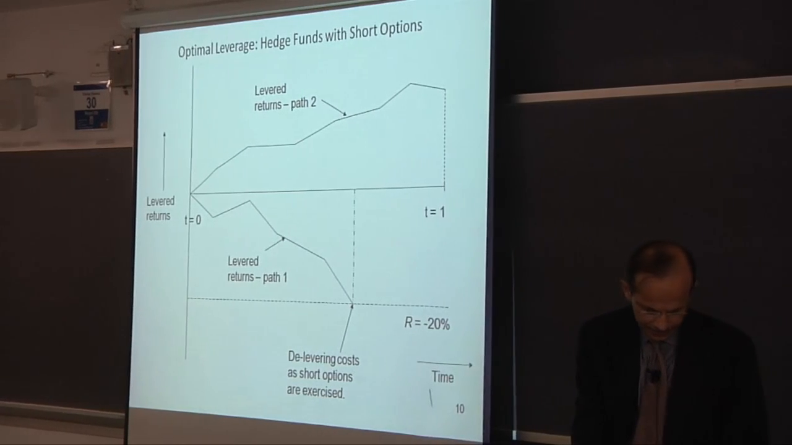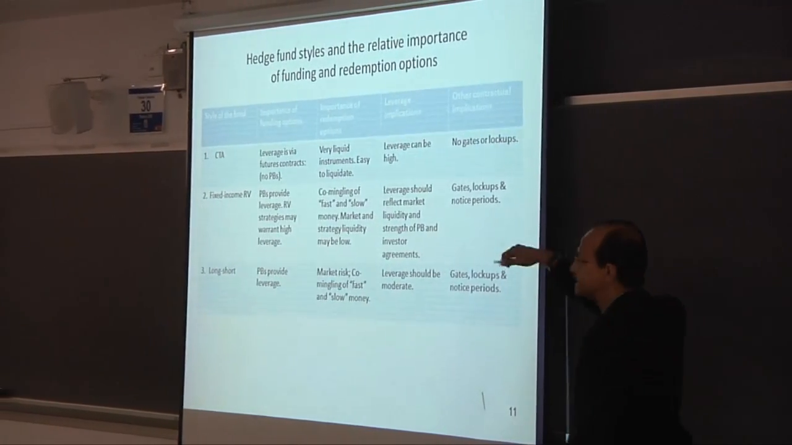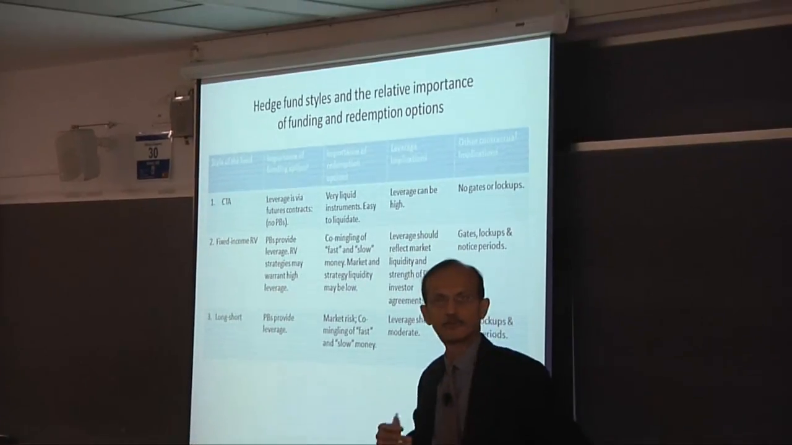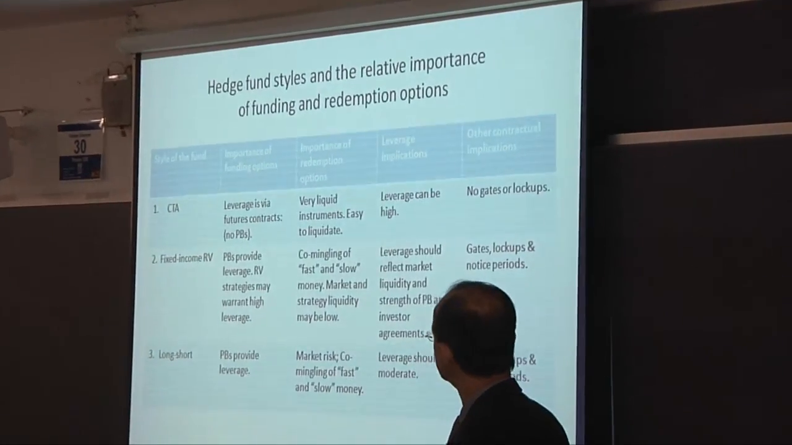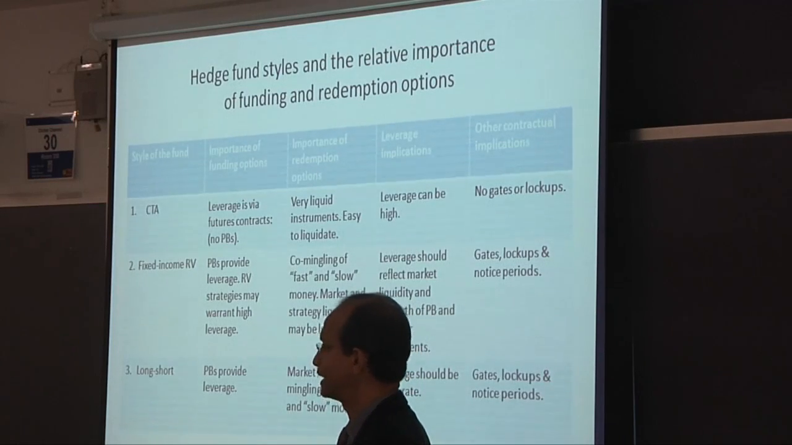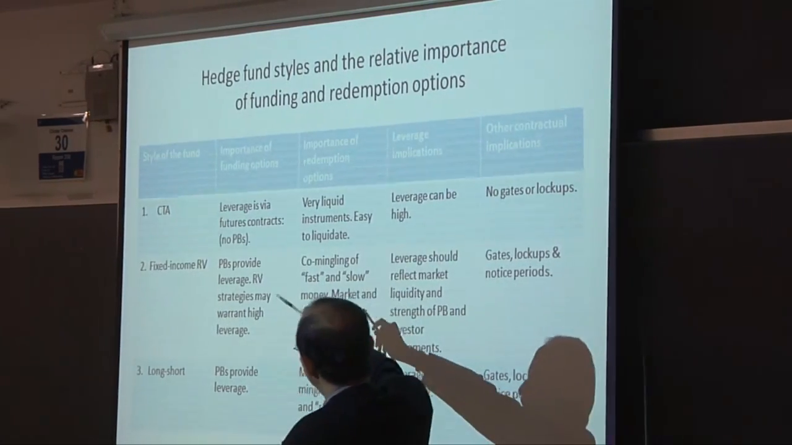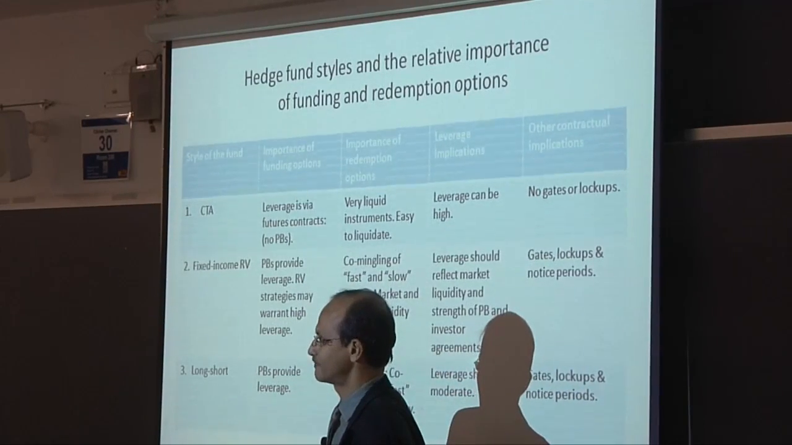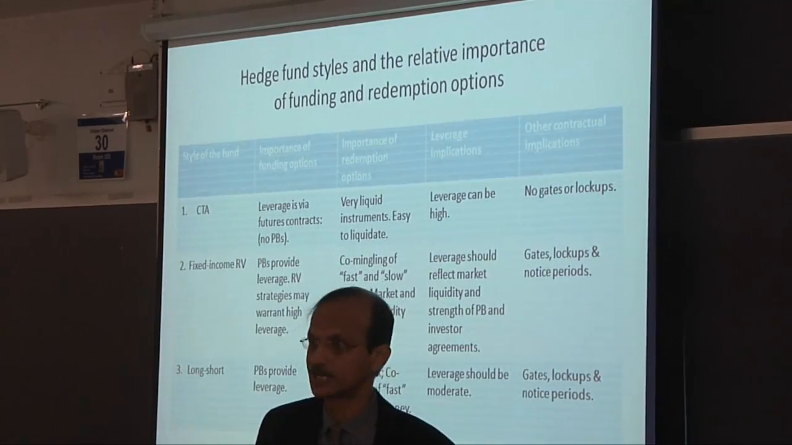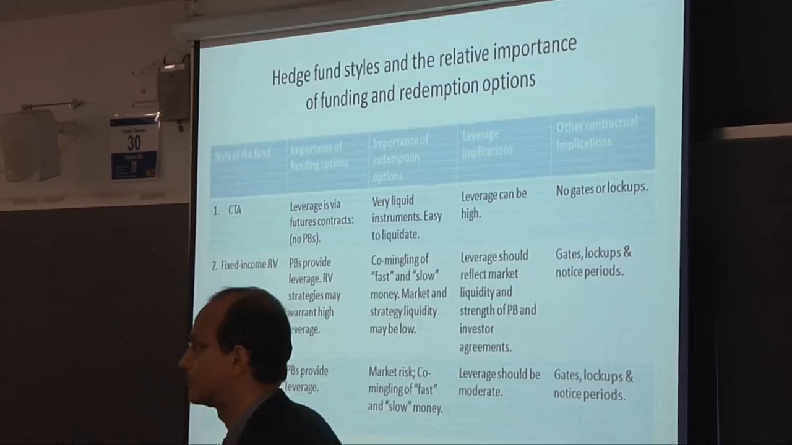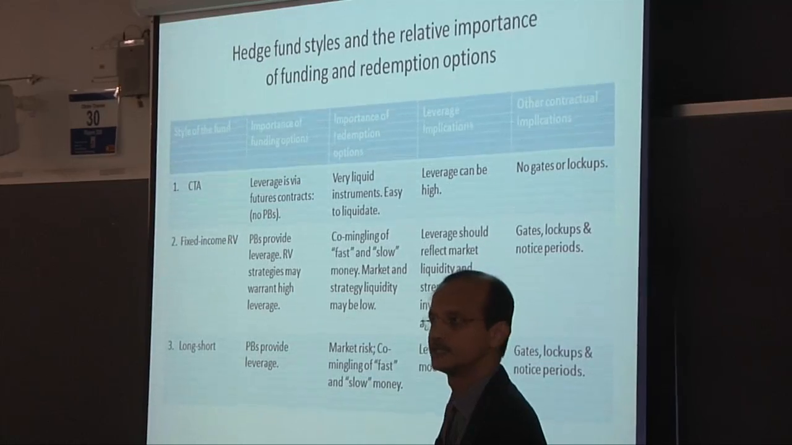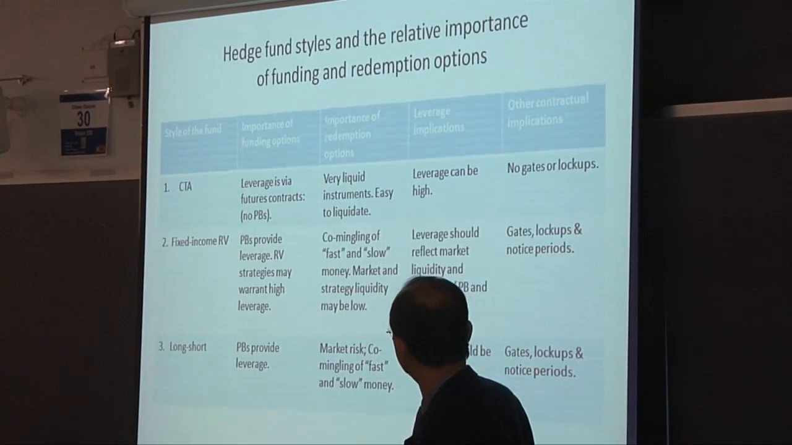So let me give you just an illustrative example of three styles, right? At the top row, you have CTAs, which is commodity trading advisors. They primarily hold a futures portfolio, right? So they don't take leverage through prime brokers. By engaging directly in futures contracts, they're taking leverage through futures contracts, so they don't have any funding option to worry about, right? That means they can take more leverage to the extent that the underlying futures contract is through a centralized clearing house. They don't have to worry about prime brokers increasing the margins. Of course, exchanges could do the same thing, but by and large, the exchange behavior seems to be more predictable than the behavior of the prime brokers.